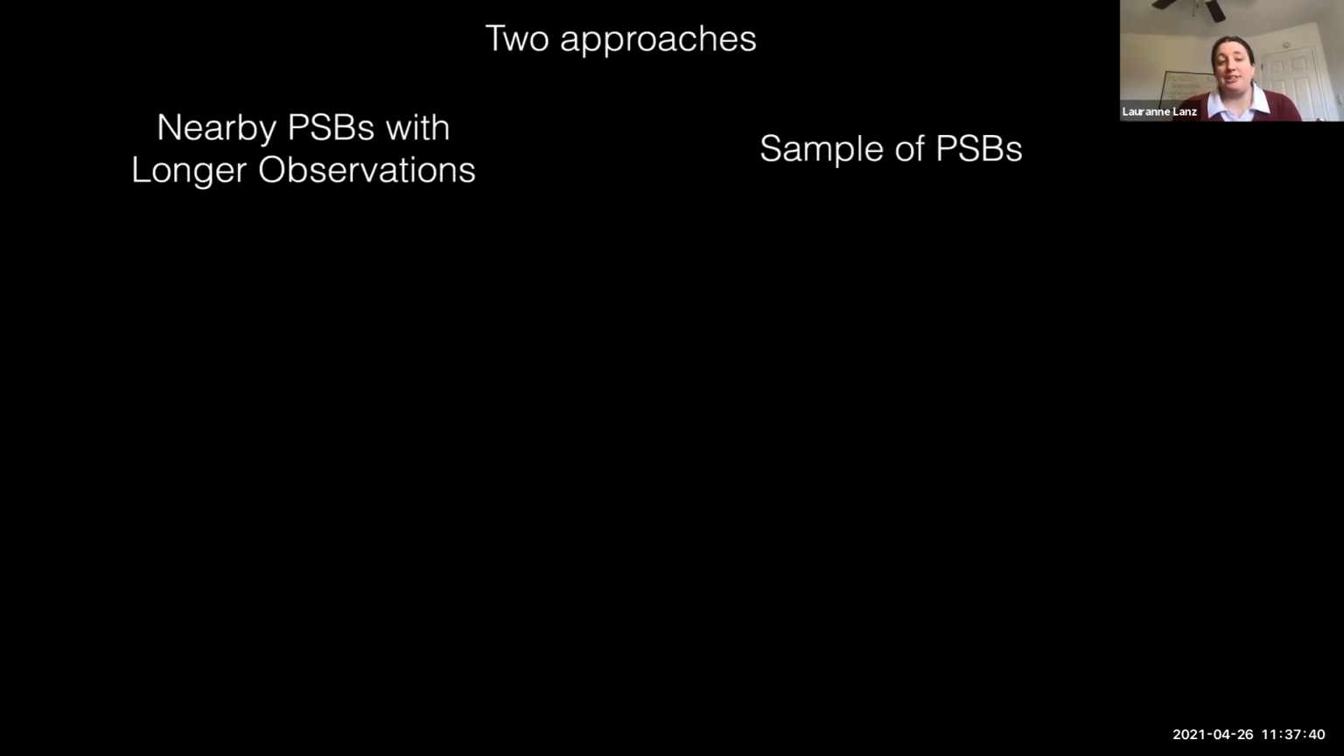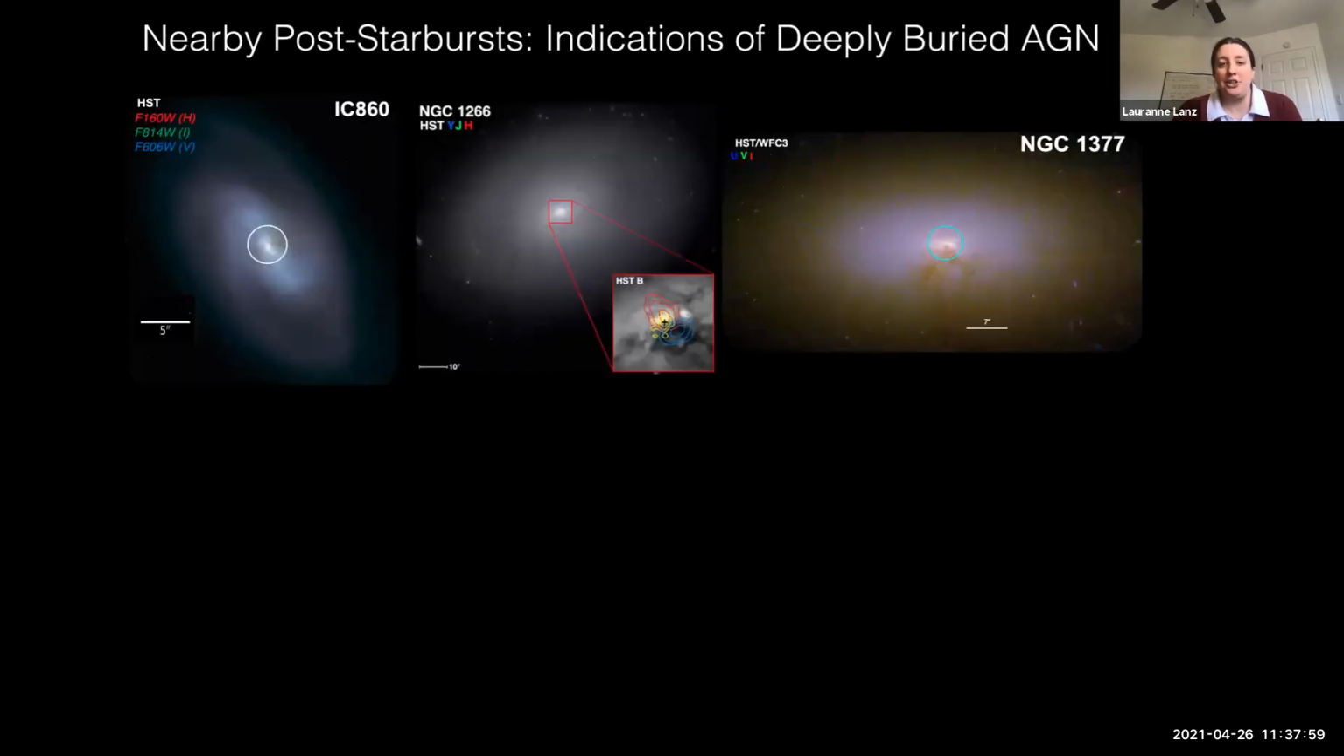So we have approached this question in two parallel tracks, looking at some nearby post-starburst galaxies that have a greater wealth of observations, but also using samples of post-starbursts to get a more general sense of what's going on in the population. So let me start with the nearby post-starbursts. In particular, I'm going to briefly tell you about NGC 1266, which kind of started us on this road, NGC 1377, and IC 860. In terms of distance, 1377 is closest at 21 megaparsecs, 1266 is next at 29, and IC 860 is most distant at 59 megaparsecs.